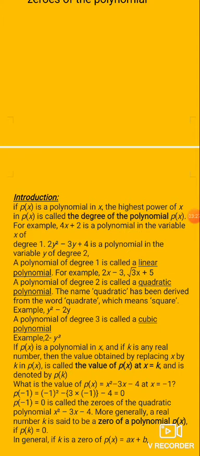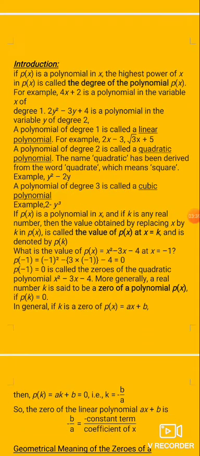More generally, a real number k is said to be a zero of the polynomial p of x if p of k is equal to 0. Now, in general, if k is a zero of p of x, where the polynomial p of x is equal to ax plus b, then p of k is equal to ak plus b. Instead of x, we put k. Which is equal to 0, then k is equal to minus b by a.